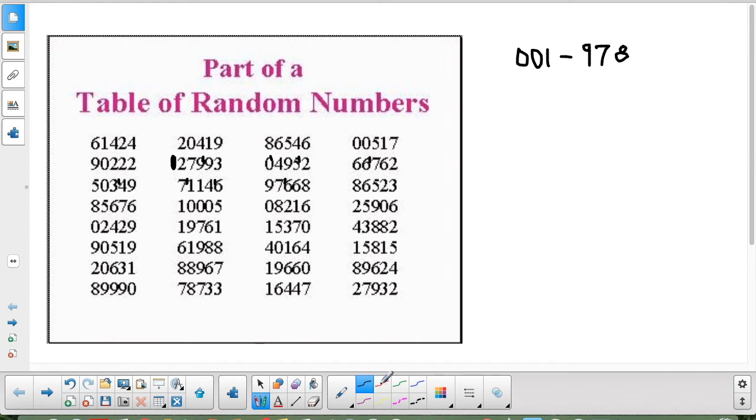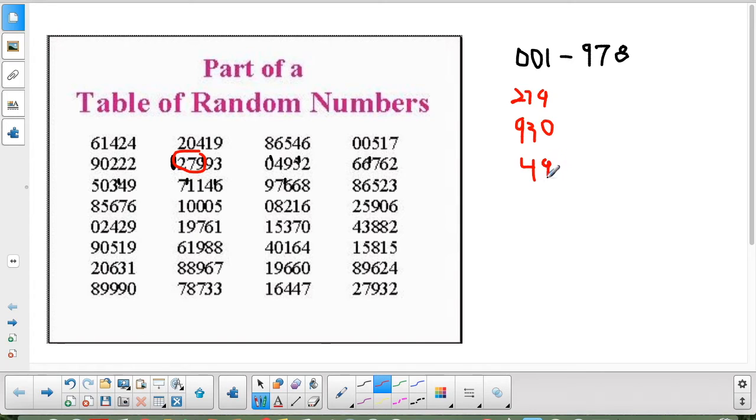If I go here, the first one is 279. Yeah, that falls in my range. So I can write 279, and that's the first tree I'm going to use in my sample. I said I wanted 10. I'm not going to do them all. 930 is another one. That's fine. That's in my range. The next one is 495, 266, and so on.